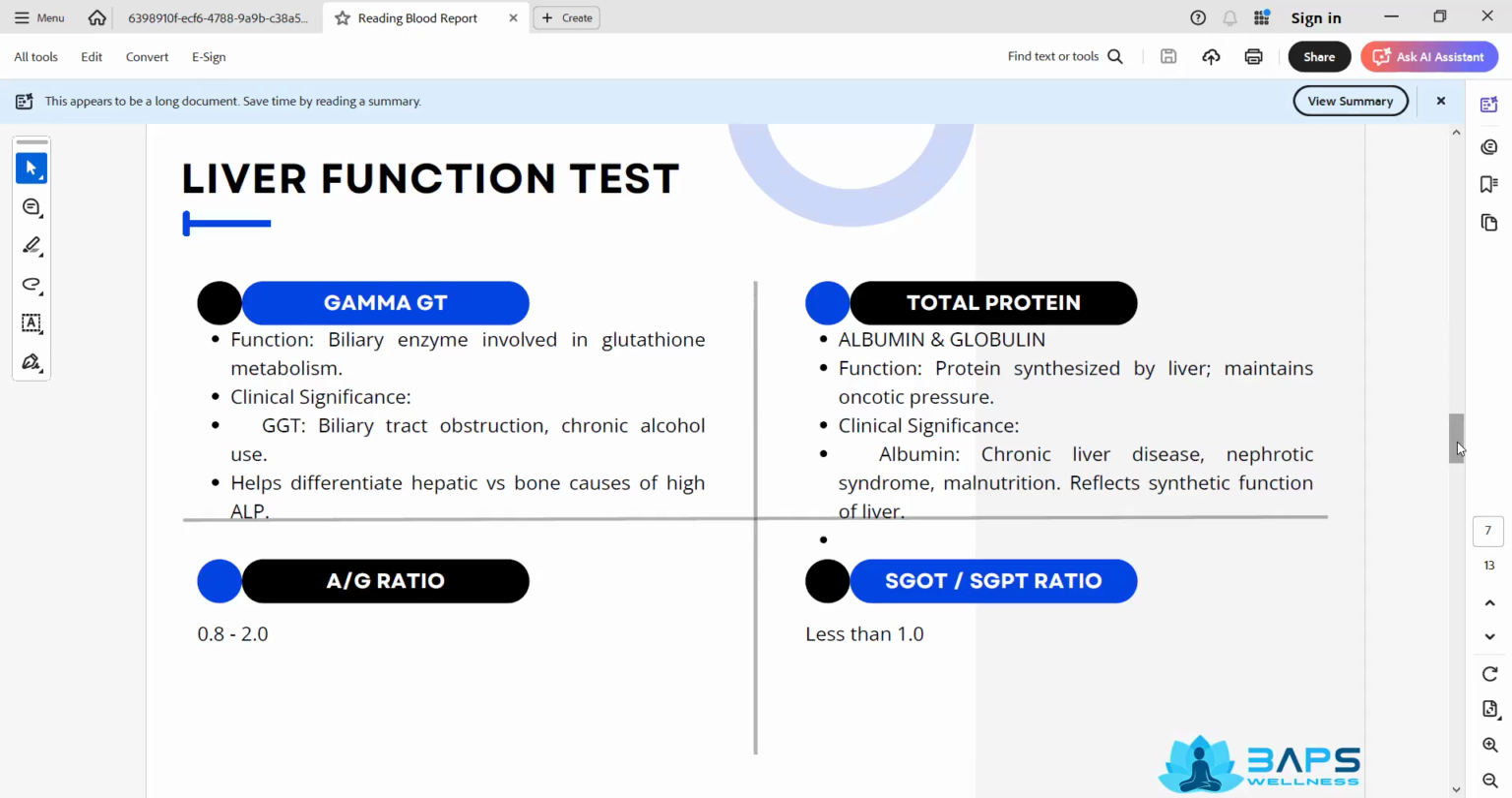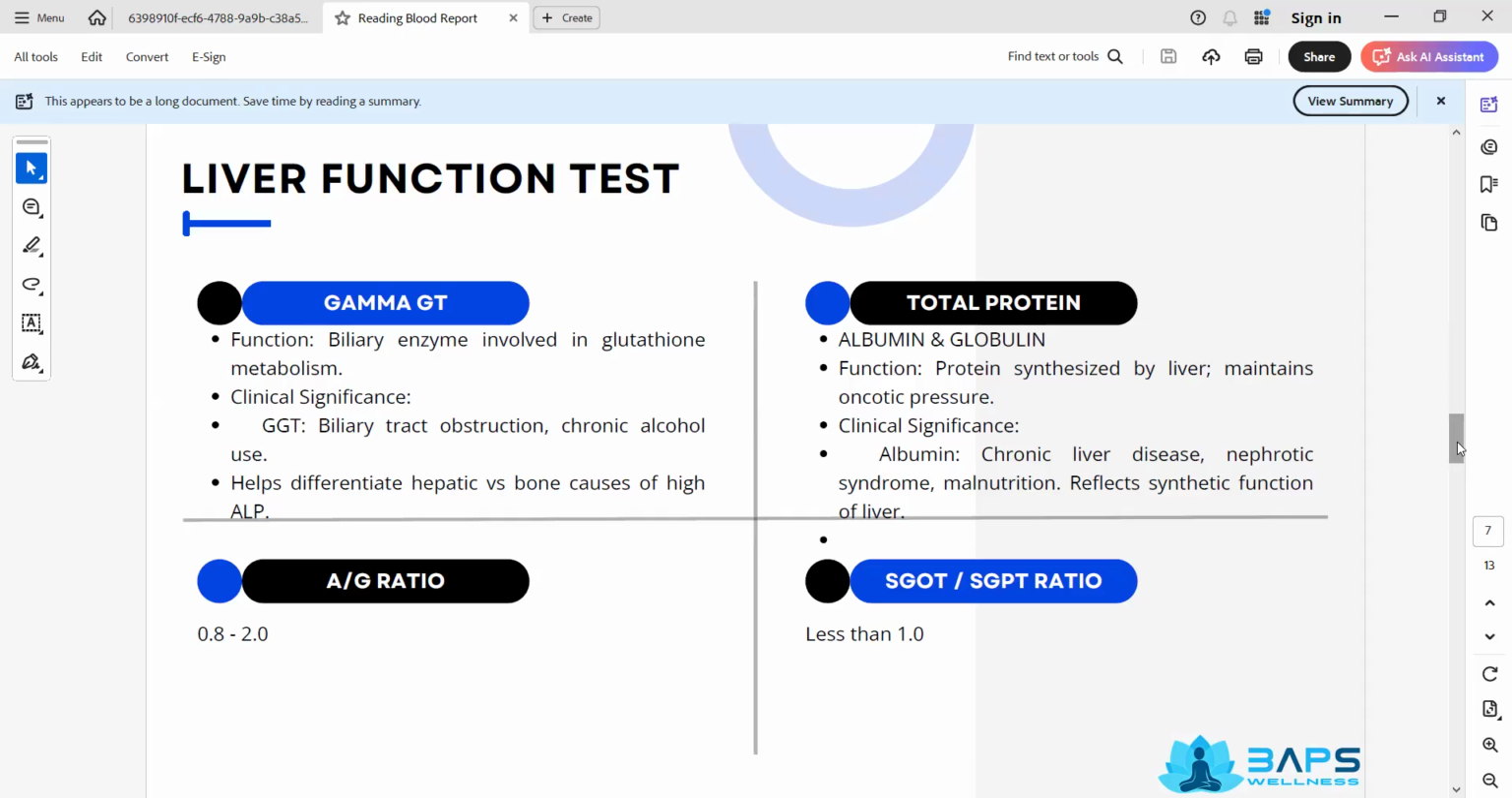So this helps to differentiate between the bone and the liver, the origination. SGOT, SGPT is there and ALP is also there. But if GGT is more, then we can get to know. We can narrow down.